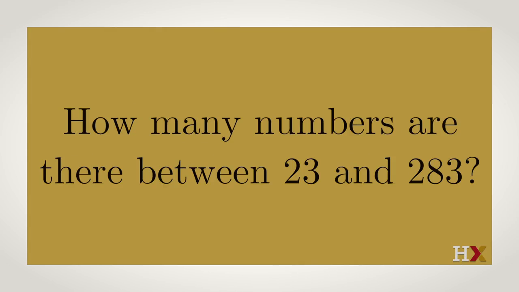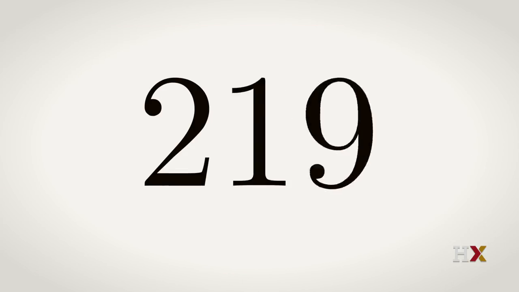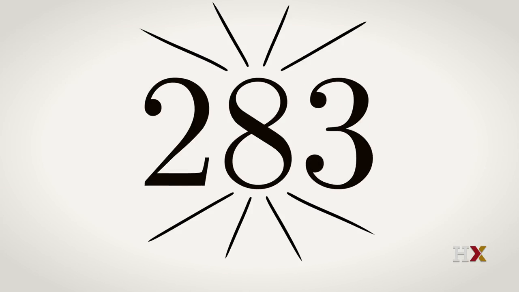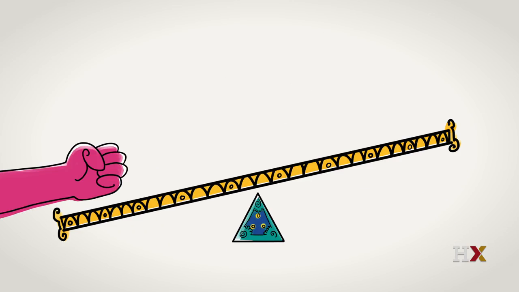Well, that doesn't sound so interesting. Let's add a feature to make it a little bit more interesting. Instead of the numbers between 1 and 283, suppose I asked you, how many numbers are there between 23 and 283? Well, how would we do that? Well, we know how to count all the numbers between 1 and 283. There are 283 of them. And we want to just throw away the numbers between 1 and 22. Then we'll have the numbers remaining between 23 and 283.